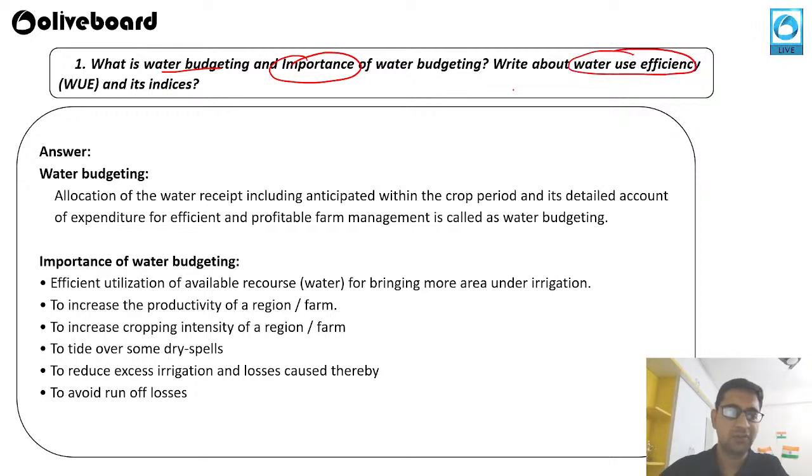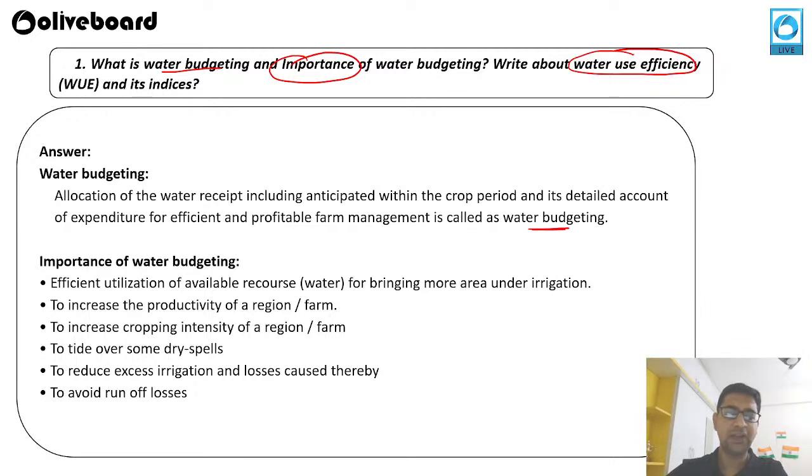First of all, we start with the first part of the question. Water budgeting is the allocation of water received, including anticipated receipts, within the crop period, with a detailed account of expenditure for efficient and profitable farm management. This is the definition of water budgeting. That means allocation of water receipts, including anticipated ones, for how much the crop will require over a period of time, in a detailed account of expenditure, for efficient and profitable farm management.